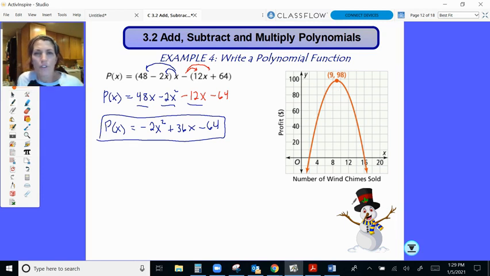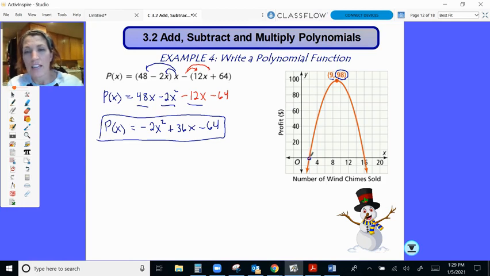Okay? And if we graph this, this is what it looks like, with my vertex. So basically with 9 wind chimes, right? 9 wind chimes is my x-axis over here. She makes a profit of $98. That's my vertex. And I think some people are having a problem with that still, interpreting that. It's really important to know how to interpret these.